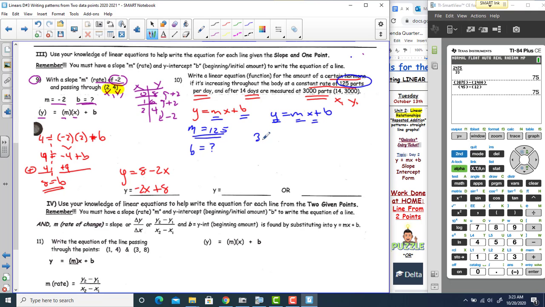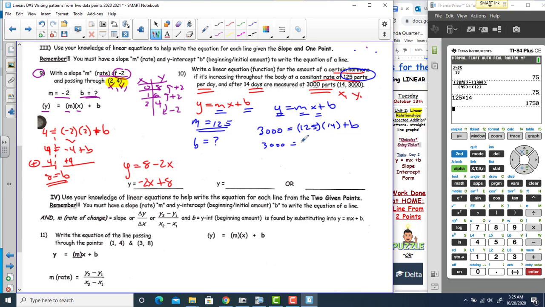So y is kind of our total. 3,000 units is the result of going up 125 per day for a total of 14 days, and we've got to add b. 3,000 is going to be the result of 125 times 14, which is equivalent to an increase of 1,750 units of that hormone, plus the beginning amount.